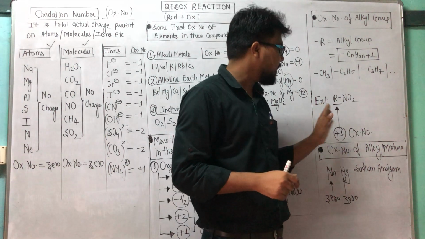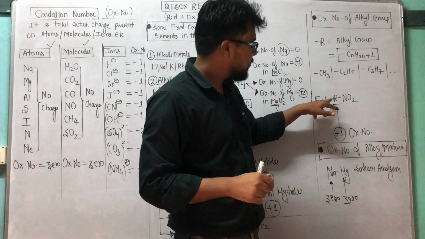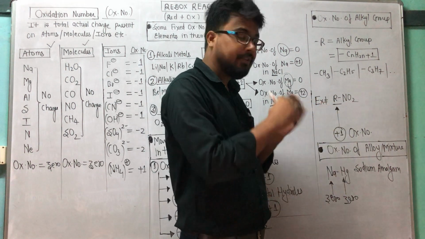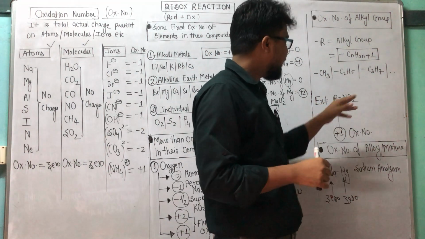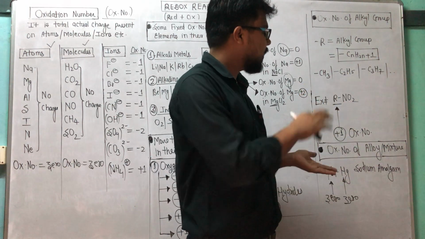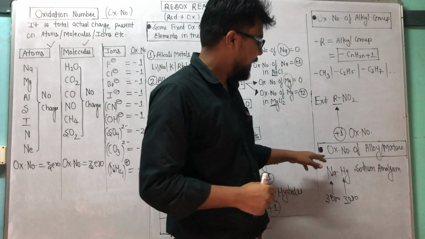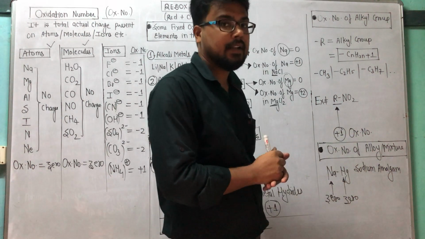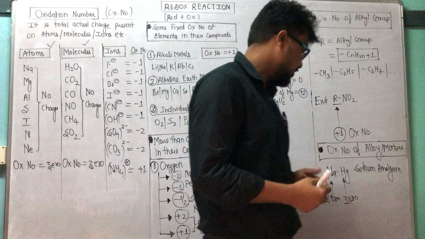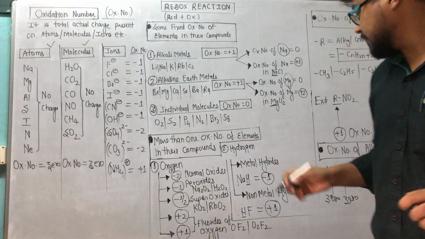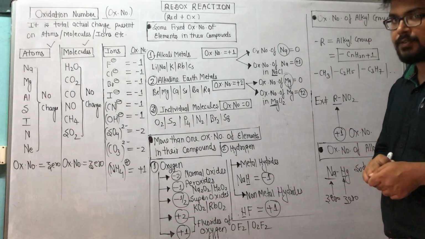For example, nitroalkane or alkyl nitrite. The oxidation number of the alkyl group is fixed, it is +1, correct? So the oxidation number of alkyl in nitroalkane, or wherever the alkyl group is attached, is +1. Next is the oxidation number of an alloy mixture. Never report +1 or -1, it is always 0, because it is a mixture. So the oxidation number of sodium and mercury in sodium amalgam is 0 and 0, correct?